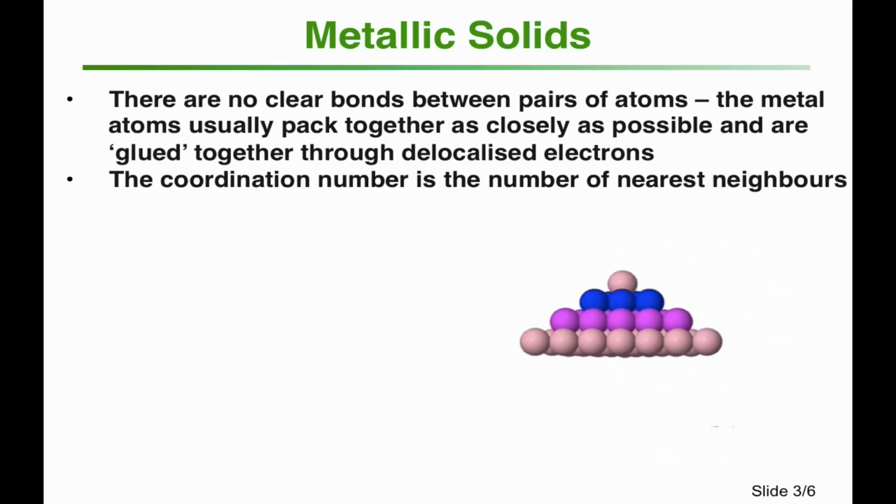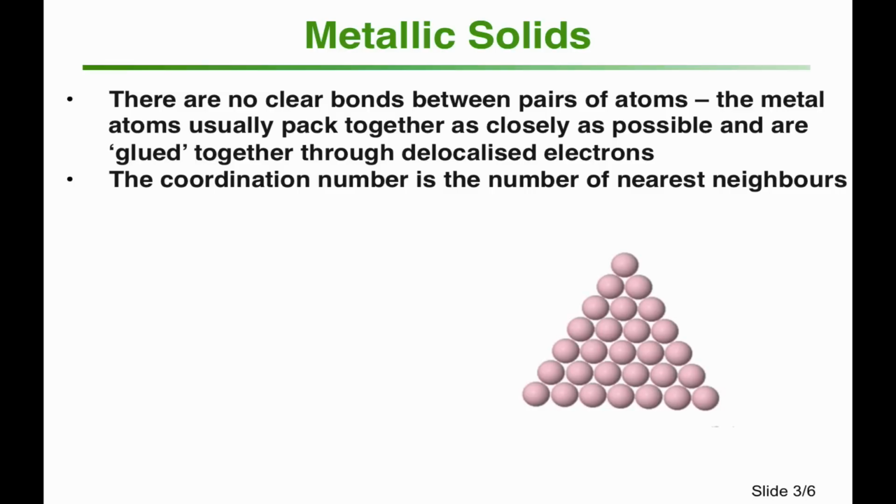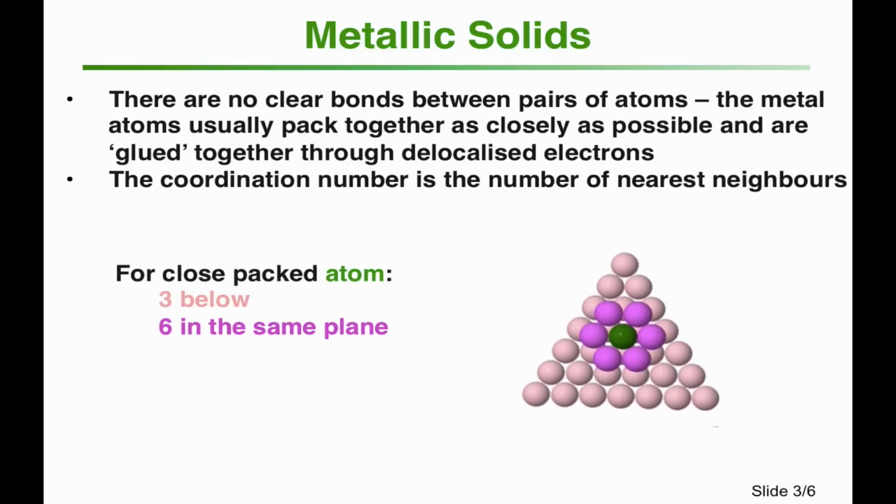In a metallic solid, there are no clear bonds between pairs of atoms. The metal atoms are arranged as closely as possible in layers, and then these layers stack on top of one another. In order to obtain the coordination number, we must count the number of nearest neighbours. So here we have a layer of atoms, and our close packed atom has 3 below it. It has 6 around it, and it has 3 on top of it. So the total coordination number is 12.